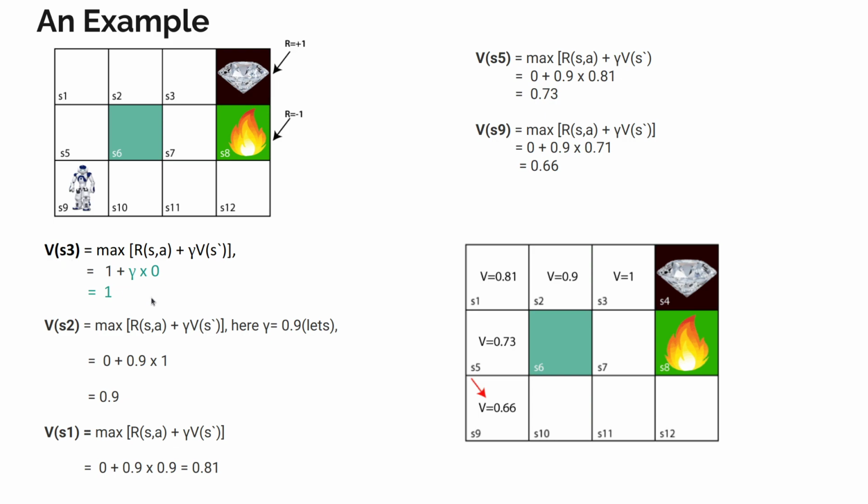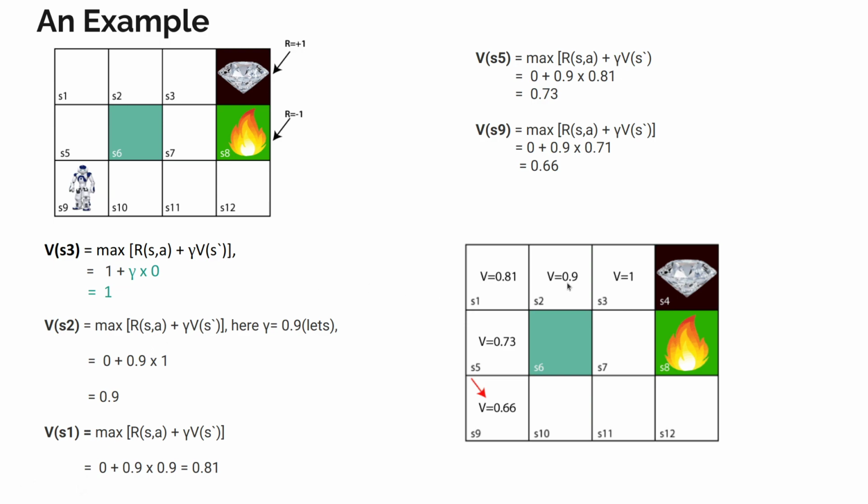So V of S3 we got is 1, we put it here. Now we will calculate the value of S2. The value of S2 is saying, okay fine, we are in S2, you take the action which is giving you the maximum reward to wherever you transition, plus the value of that state times the gamma factor, right? So it is R of S, A.